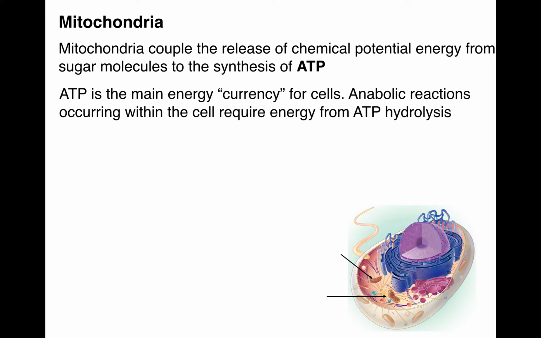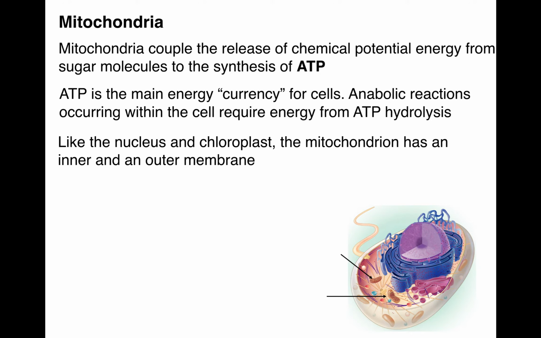So by coupling the hydrolysis of ATP, a catabolic process, to an anabolic process that is occurring within the cell, we can make the overall chemical reaction spontaneous with a negative delta G value.